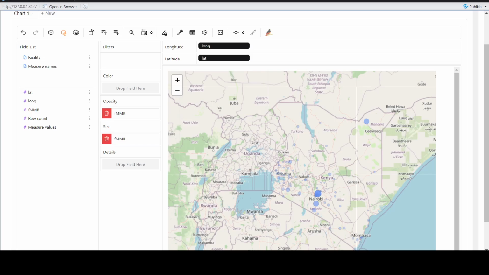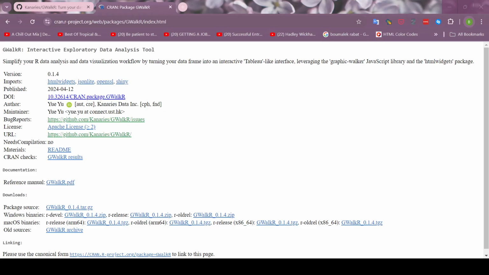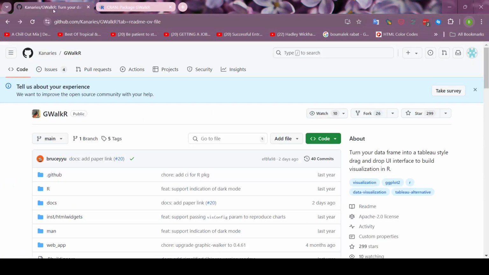It's a very good app. I encourage you to try it. And just go to their GitHub page or to CRAN, or just install it directly in your R version, RStudio. Install the GWalkR library and then call it, and then GWalkR your data set. That's it. Very simple.